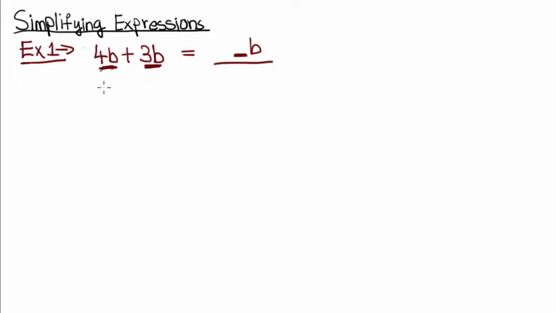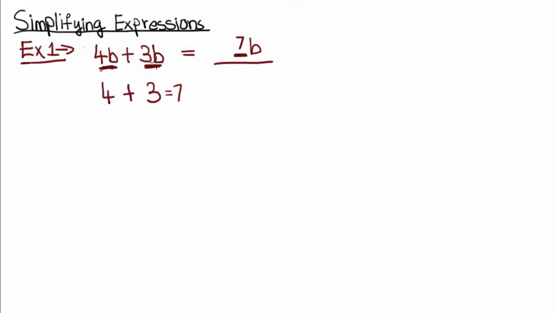So, the coefficients that I have at hand are 4 and 3. The operation that I need to perform with 4 and 3 is that of addition because I have an addition symbol right in the middle of 4b and 3b. And what I get when I do 4 plus 3 is the number 7. So 7 is the number that I will simply put in front of the b over here.